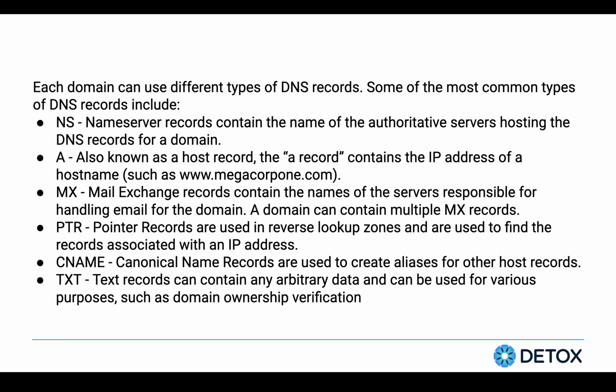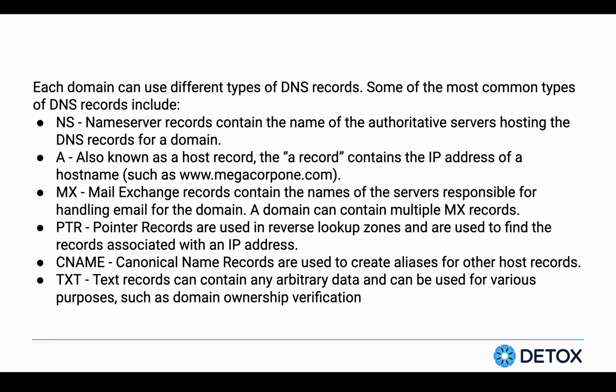Some of the most common types of DNS records are: NS, that is name server records, which contain the name of the authoritative server holding the DNS records for the domain. A, also known as the host record. The A record contains the IP address of the host name, for example the website you are going to visit, in our case such as megacorp1.com. MX, mail exchange records, contain the names of the servers responsible for handling emails for the domain. A domain can contain multiple MX records.